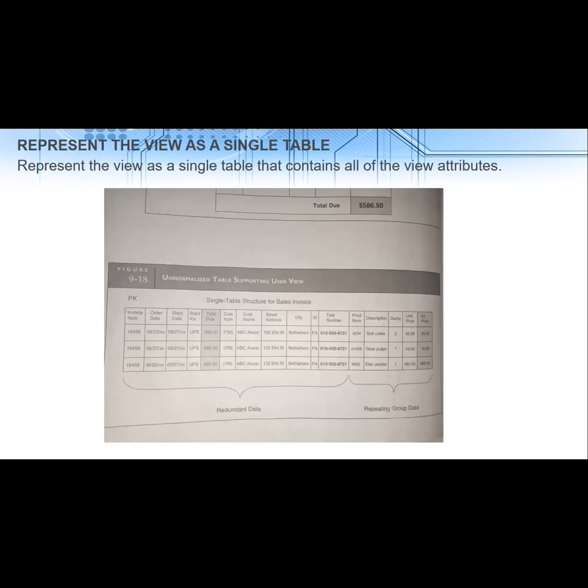Represent the view as a single table that contains all the view attributes. This single table presents a single table structure containing the sample data. Because the table contains customer invoices, the invoice number will serve as a logical primary key.